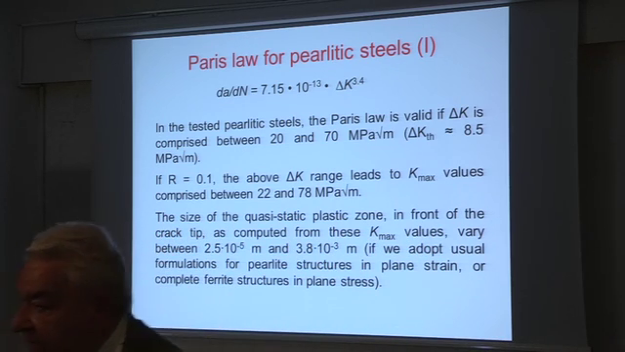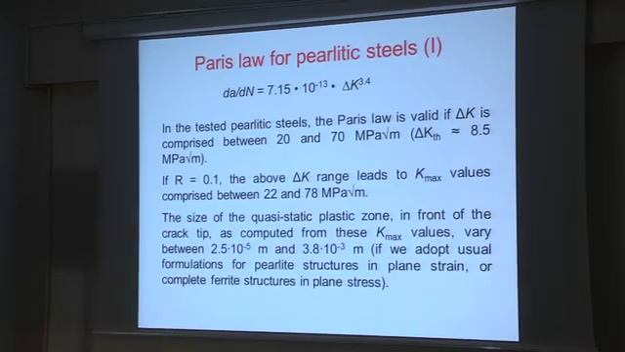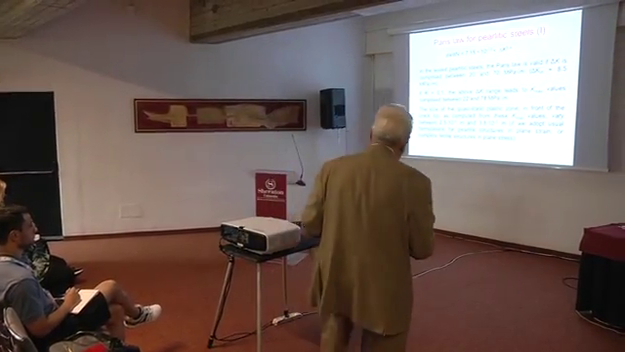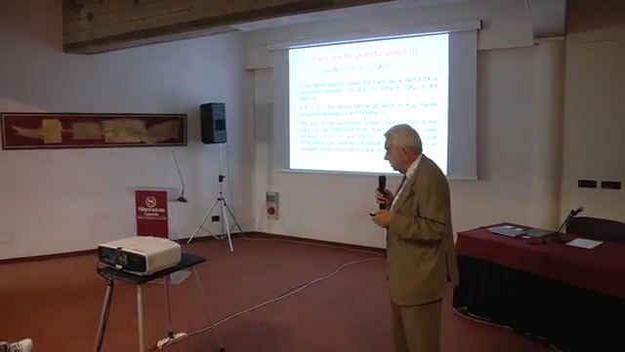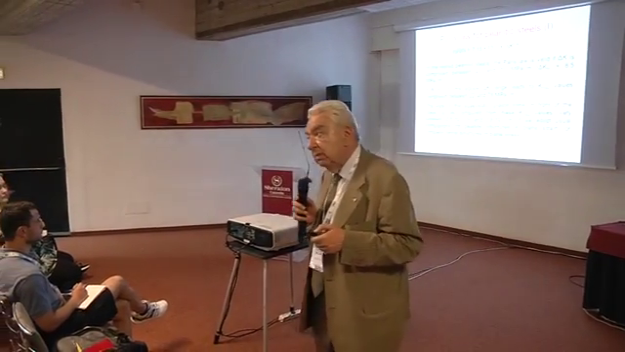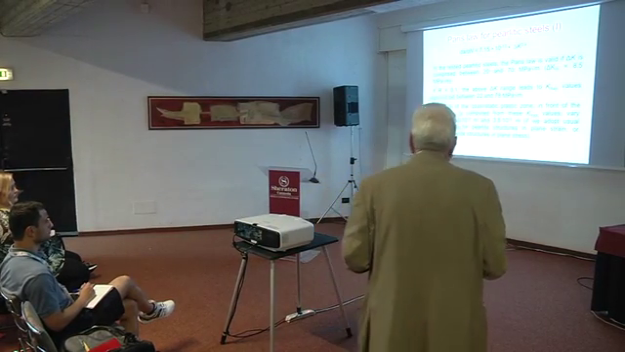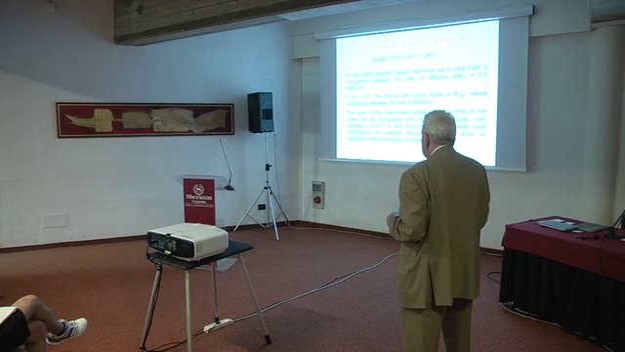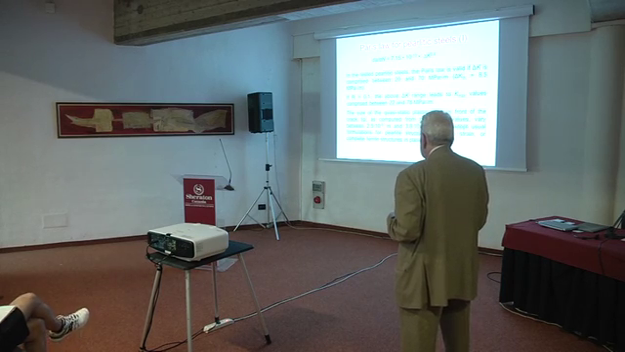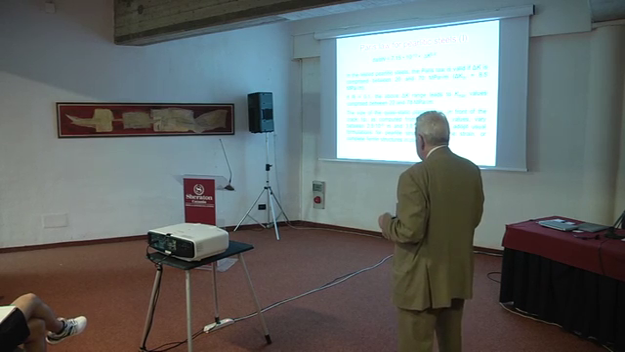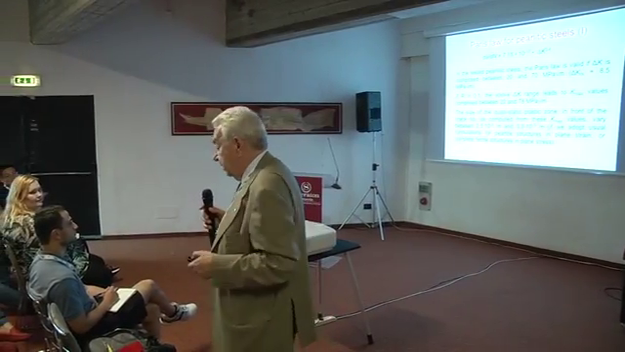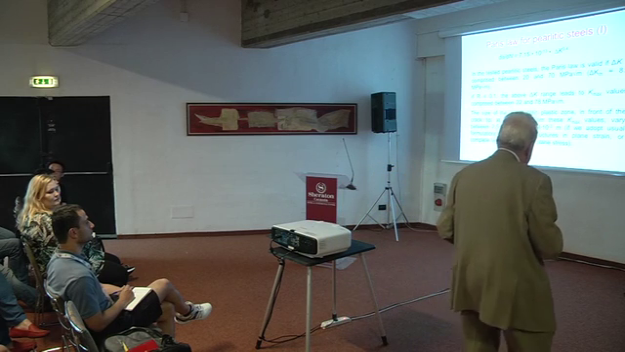Now, we have to think of the plastic zone in front of the crack tip that is growing by fatigue, so by alternating stress. And the maximum size of the plastic zones is obviously controlled by Kmax. And the size of the quasi-static plastic zones varies between 2.5 10 to the minus 5 meter and 3.5 10 to the minus 3 meter if we adopt the usual formulation for pearlite structures in plane strain, or, and we'll see later why I say so, complete ferrite structures in plane stress.